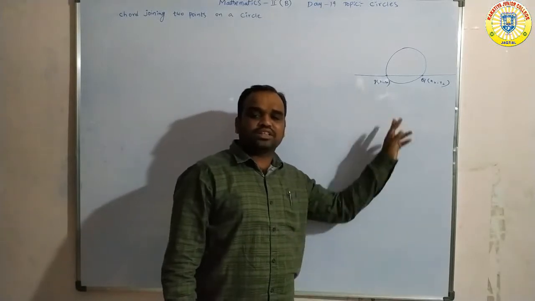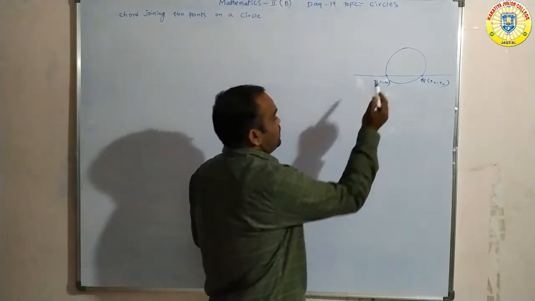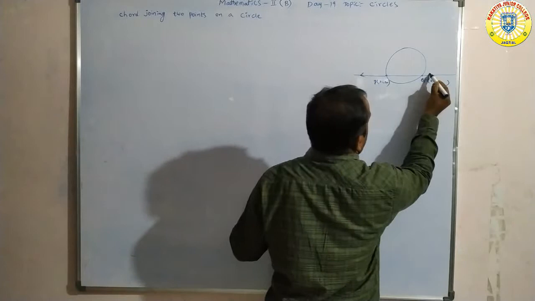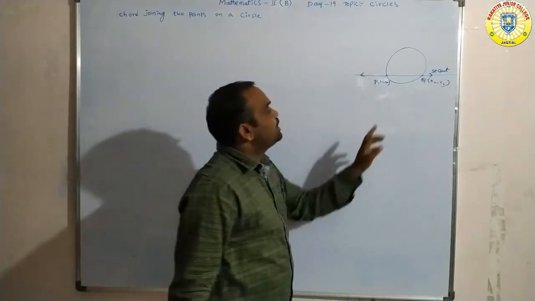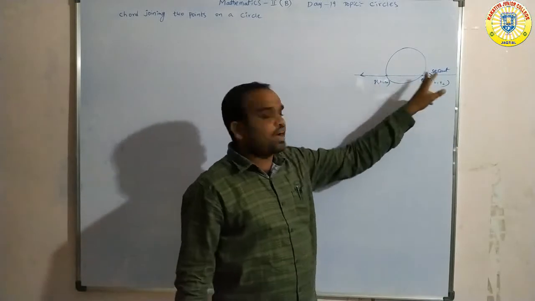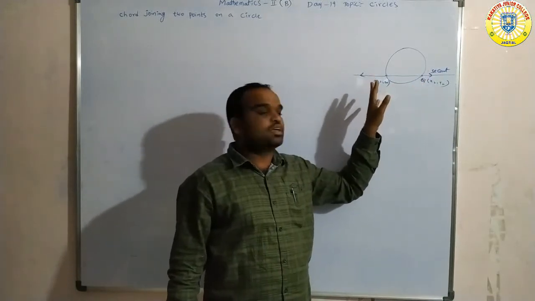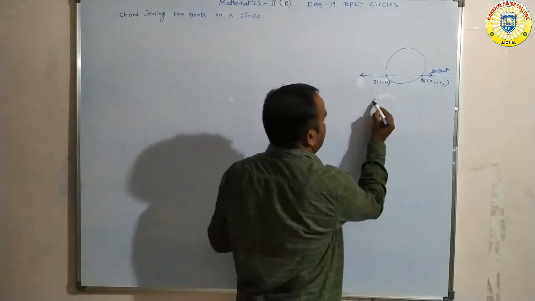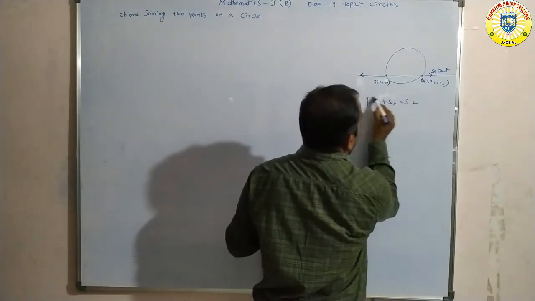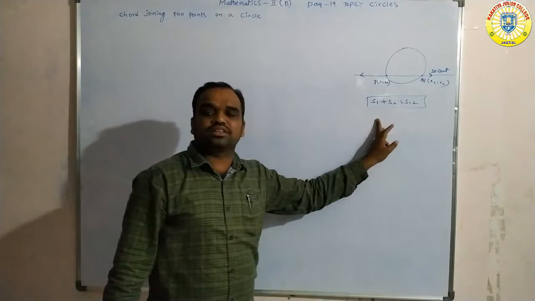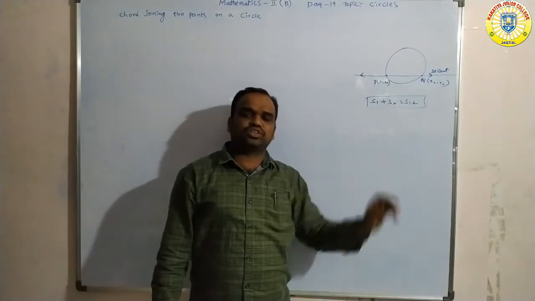That's why this line is called a secant. So for the chord joining the 2 points on the circle, we have a formula: S1 plus S2 is equal to S12.